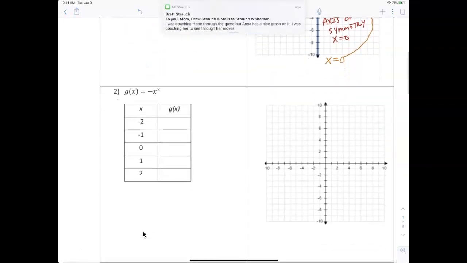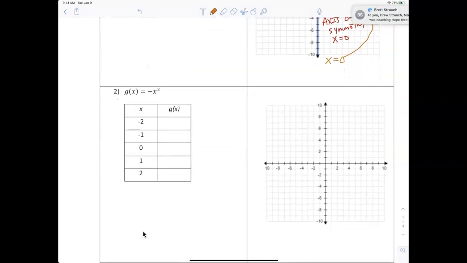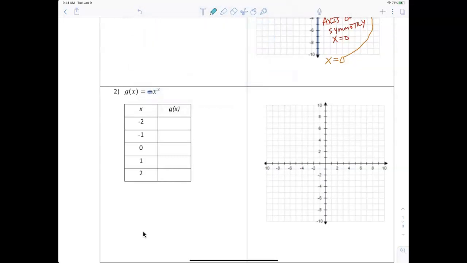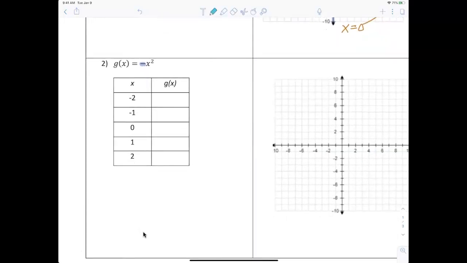Example number 2 is very similar to question number 1, except you see that there's a negative here. What that negative does is, we say, reflects it over the x-axis. But of course, you don't have to know that. That is just something that you should observe as I graph this for you. If I plug 0 in, 0 squared is 0 times -1, because remember, that's an understood 1 in front of there. So that would still be 0.